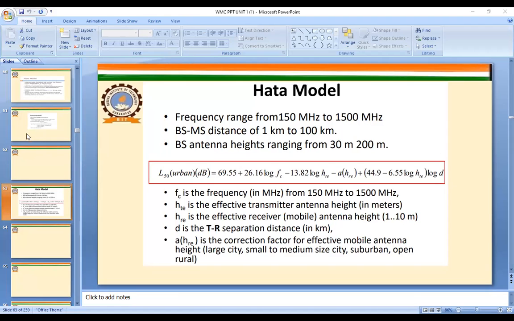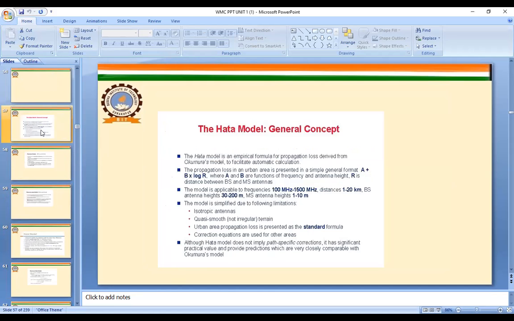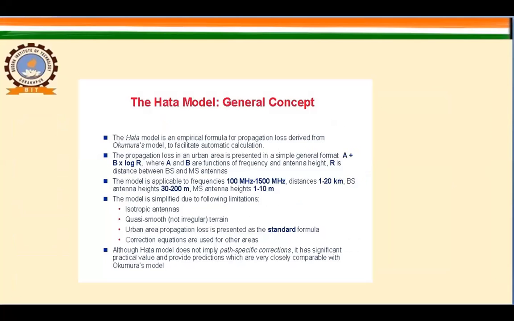Before we start the HATA model, we have seen some drawbacks of the previous models. The drawback of the OKUMURA model is that it is wholly based on measured data. So there is no analytical explanation from which this data has been taken. So in certain cases, it can be extrapolated.